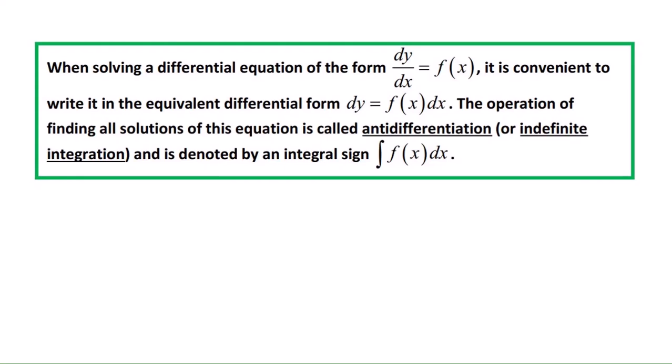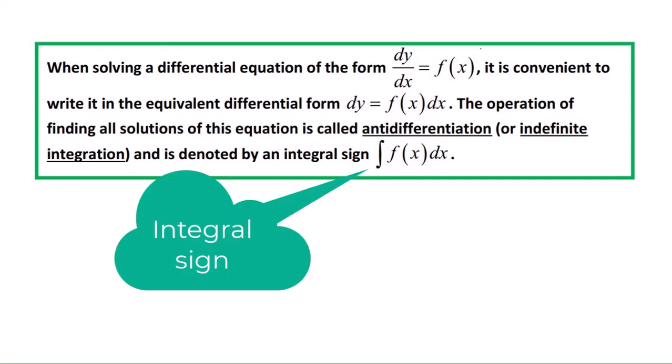So some of those differential equations are going to be in the form dy/dx equals some function. And it's going to be convenient a lot of the times to just say dy equals f of x dx. We just multiplied both sides by dx. And this process that we're going to be going through is called antidifferentiation or indefinite integration. And notice it has a special sign, that integral sign. And so we've got the integral of f of x dx showing there in that example.